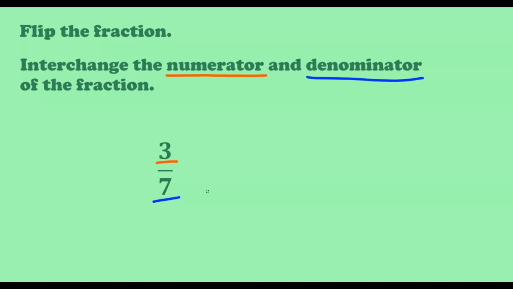Now what we want to do is interchange the numerator and denominator of the fraction. So we're going to write the fraction line, and the numerator 3 is going to become the new denominator, and the denominator 7 is going to become the new numerator. And this will be the required reciprocal of 3/7. That is, the fraction 7/3 is the reciprocal of 3/7.